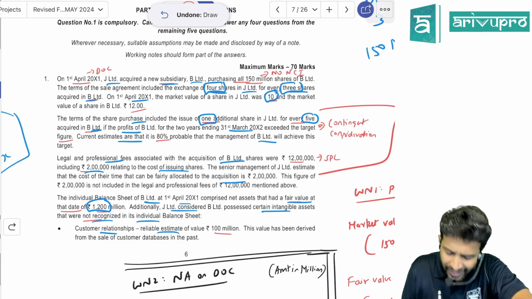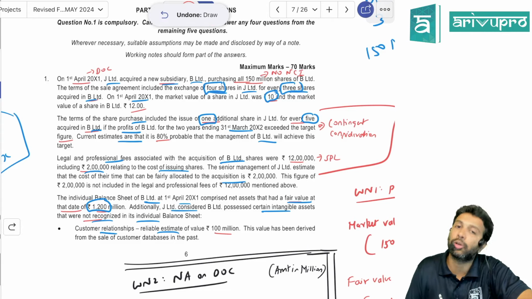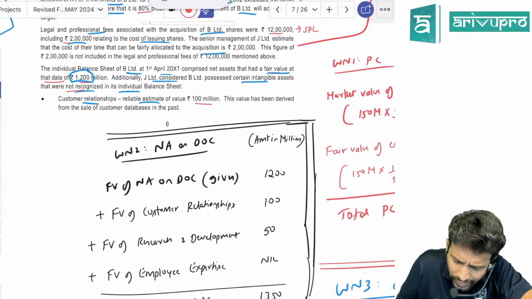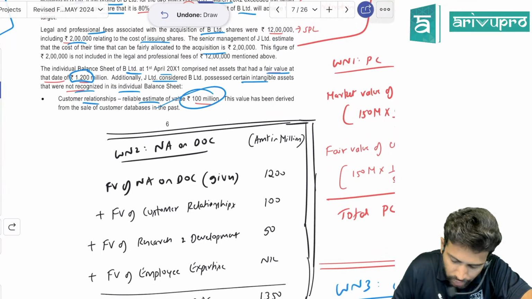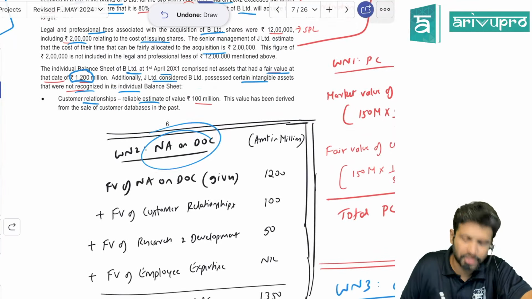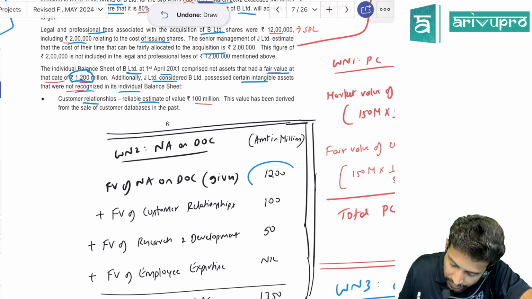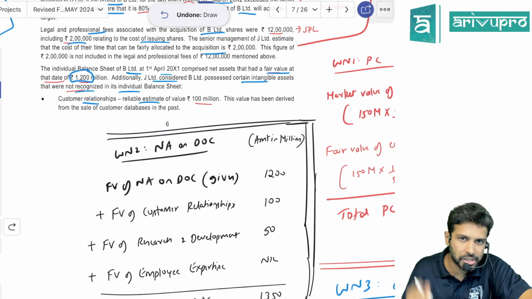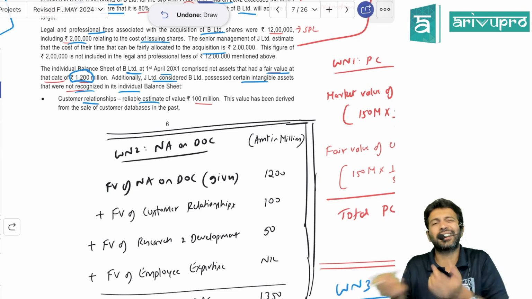That means we can't take the fair value of net assets on the date of control to be 1,200. Few things are not considered. One is customer relationship. And how much is the fair value? 100 million. So we want net assets, the fair value of net assets on the date of control. The given value is 1,200. One, intangible assets they are not recognized. So add it. It's an asset, no.